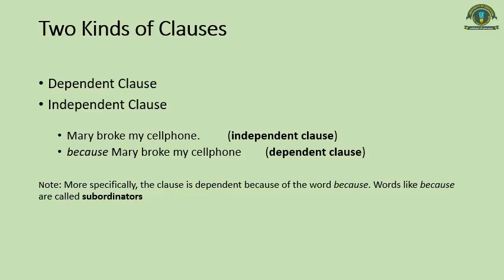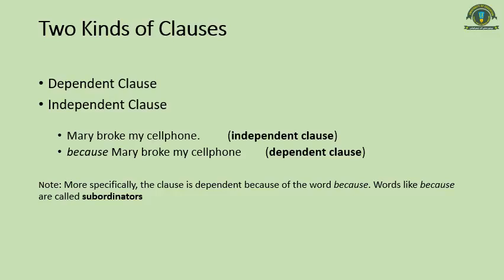If you still have questions after hearing a group of words, chances are you are dealing with a dependent clause or a phrase. More specifically, the clause is dependent because of the word because. Words like because are called subordinators. When we use a subordinator at the beginning of a clause, the clause becomes a dependent or subordinate clause and can no longer stand alone as a sentence. Dependent clauses should always be attached to independent clauses.